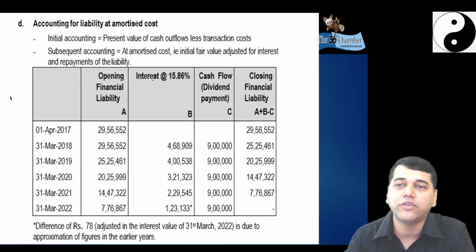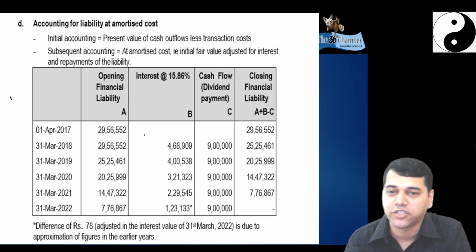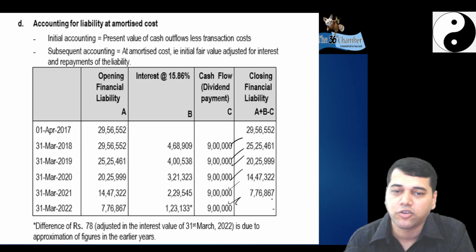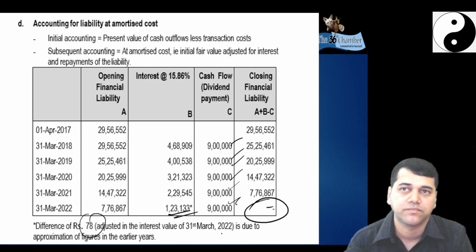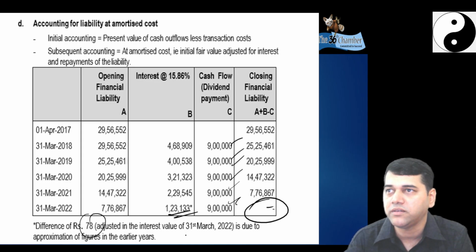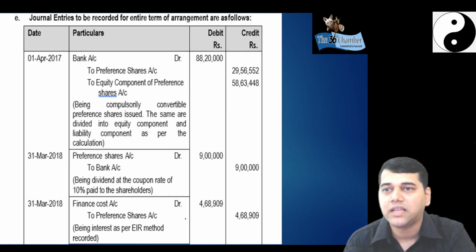Okay, next is the accounting for liability at amortized cost. So you said for the initial accounting, you are going to prepare the amortization schedule. 9 lakhs is the cost. Total value is going to become 0. 123, 133, the difference of 78 is adjusted. Somewhere, because of the round off, it may differ. The last is the journal entry.